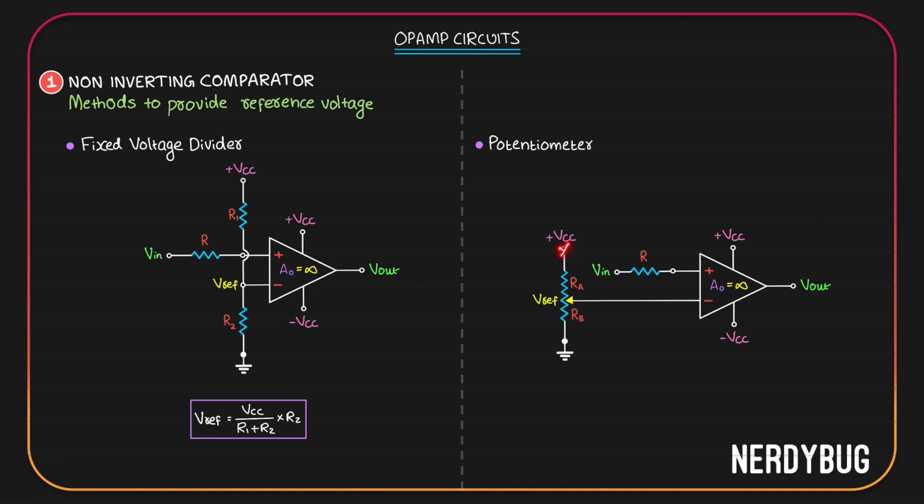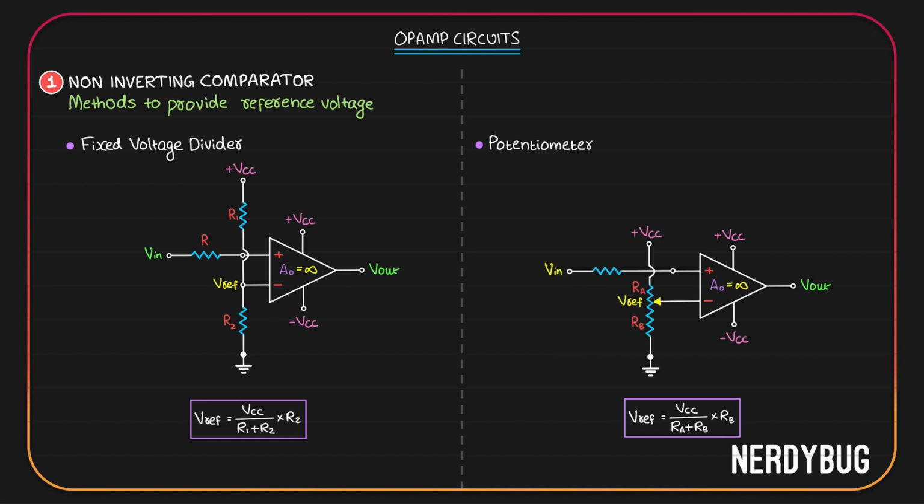The potential here is still taken from VCC. So in this case, V reference will be VCC divided by RA plus RB multiplied by RB. This is again a voltage divider, but this is not fixed. Now that you understand the connections, let me redraw the circuit like this.